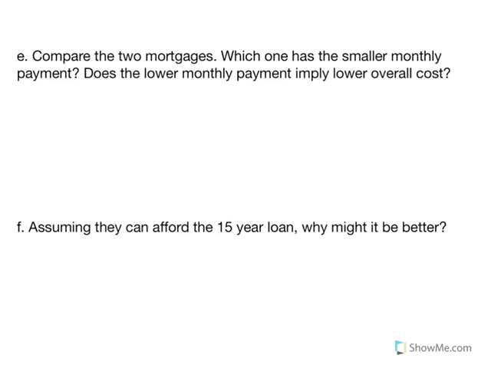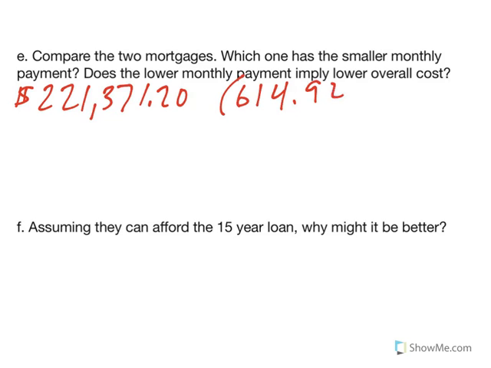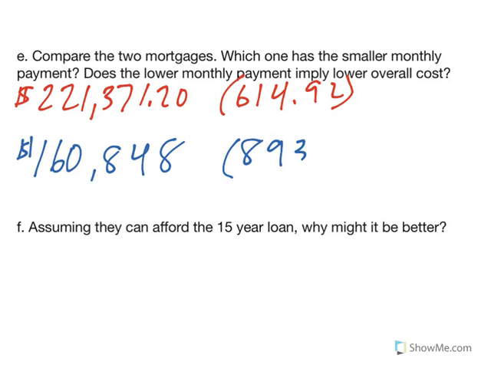So we're comparing, right? Mortgage number one, total cost was $221,371.20. The monthly payment was $614.92. And the other one overall was $160,848 with monthly payments of $893.60. So you can see that the first loan, the 30-year, has the smaller monthly payment, but the overall cost is way lower if you do the 15-year loan.